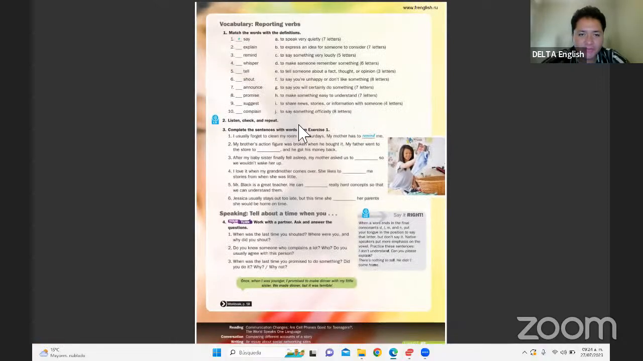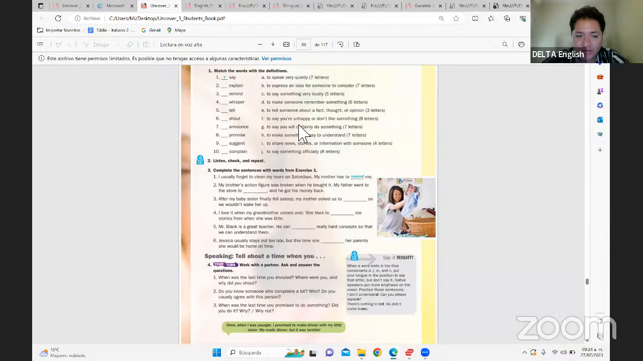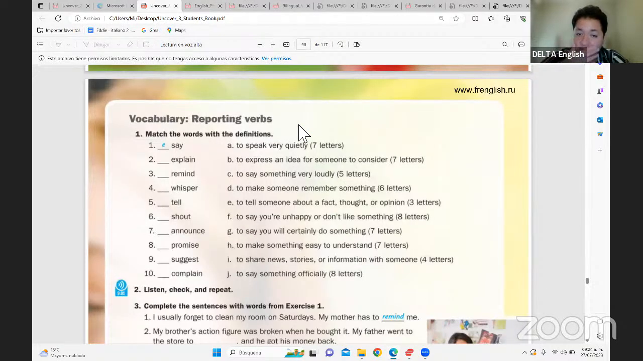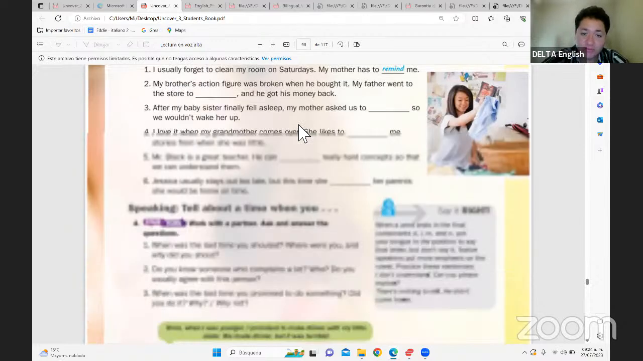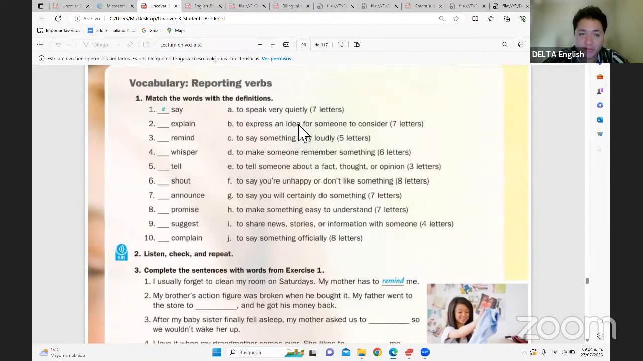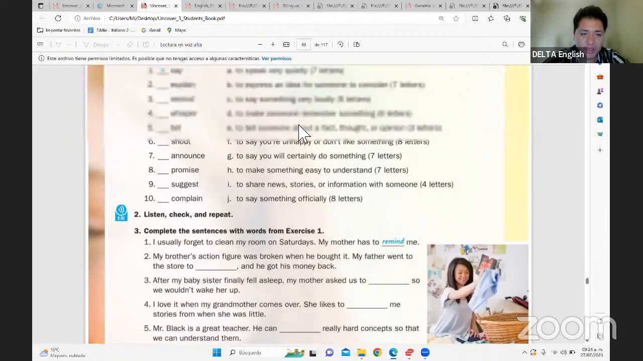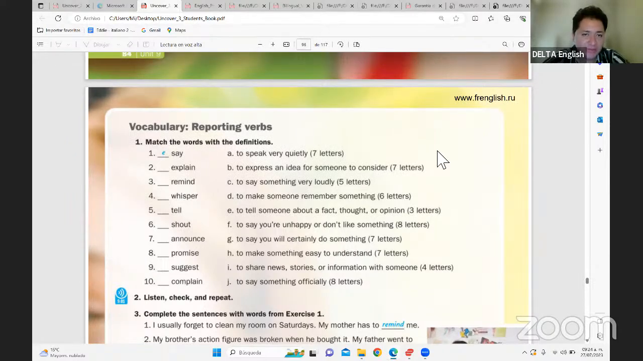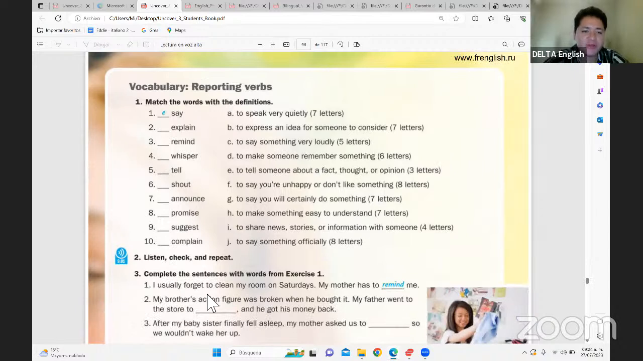Okay, very well. So we're going to check the next words. We have a few words, these are some verbs. We're going to focus first on these verbs. They are called reporting verbs. Why? Because we use them in reported speech. Reported speech is a structure that we use when we repeat what another person said. But there are some specific rules in English. Here we have some verbs that are used as reporting verbs.